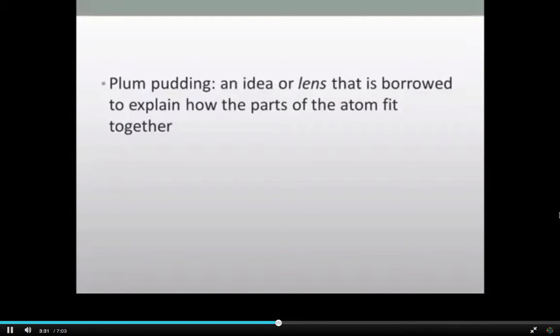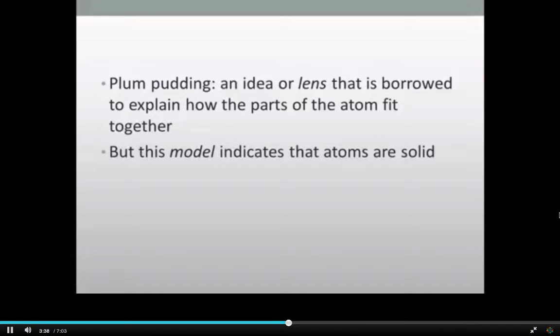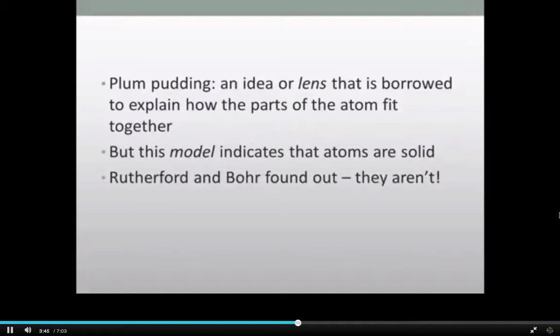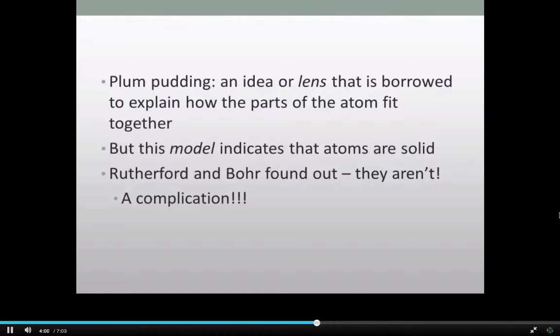Thomson borrowed the idea of plum pudding as a lens to explain the structure of the atom. However, further research presented a complication. Both Rutherford and Bohr, 10 years later, could ascertain that atoms were not solid blocks, as suggested by the plum pudding model. That is, thinking through the lens of plum pudding ignored some important facts. Rutherford and Bohr said that atoms were not totally solid, but consisted of electrons surrounding, at varying distances, a smaller, denser nucleus. But again, they could not actually see what atoms looked like.